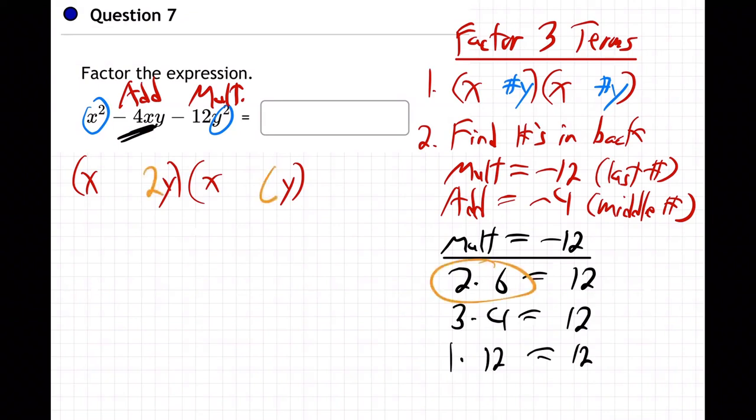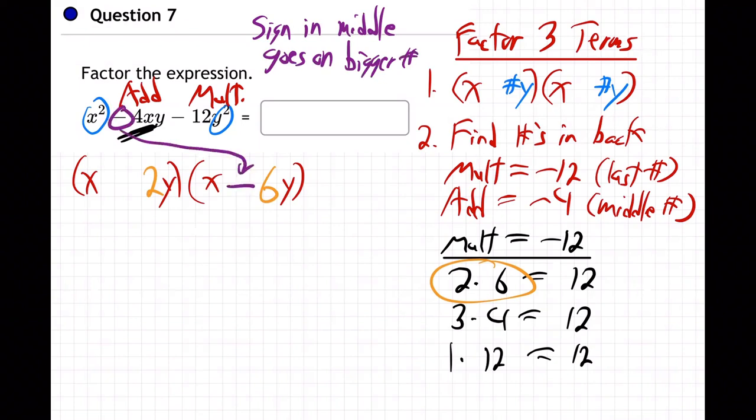So I'm going to put 2 here, 6 there. You could put it the other order. It doesn't matter which order. 6 could come first and then 2. Anyway, but now we got to do the signs. So remember how the signs work. The sign in the middle goes on the bigger number. So the sign here in the middle has to go on the bigger number. That's the rule we always follow.